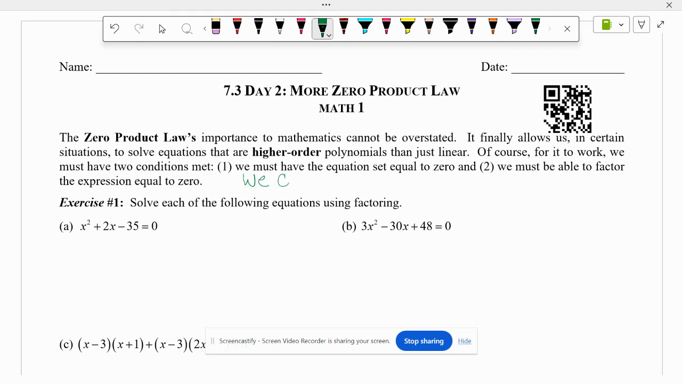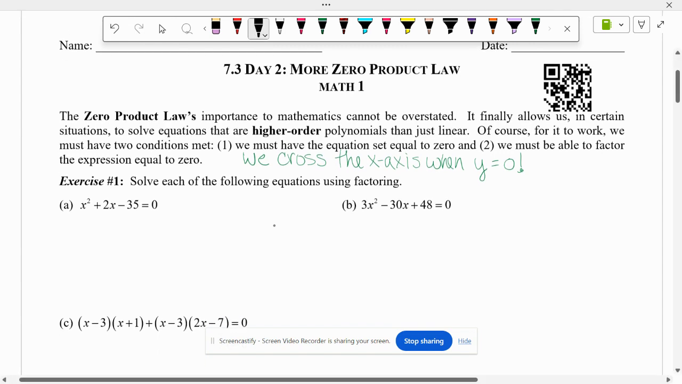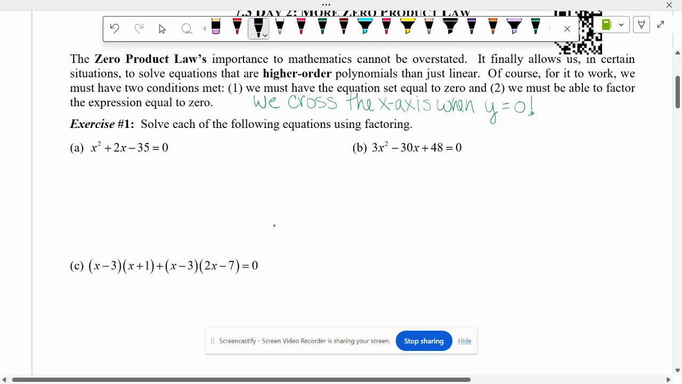Well, we cross the x-axis when y equals 0. That's why we set it equal to 0. We must also be able to factor the expression. So let's take a look at these first couple of examples.